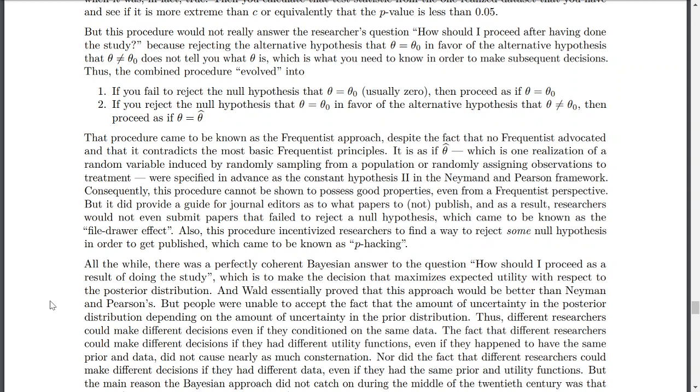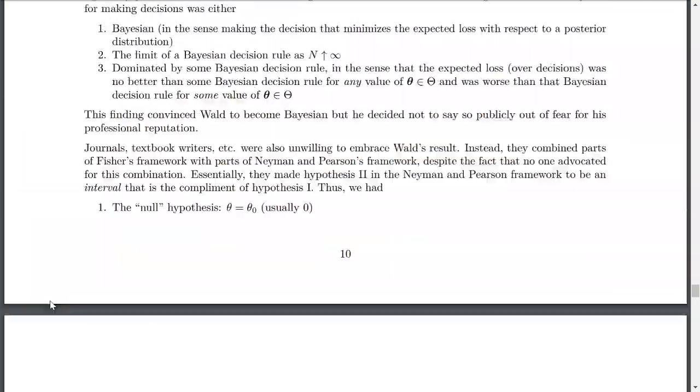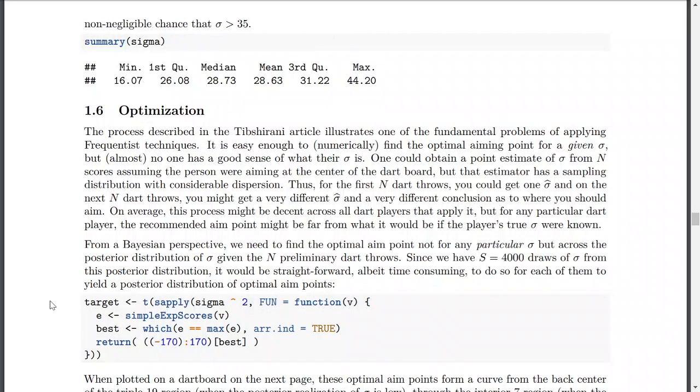I don't understand what exactly it means in the purified Bayesian form to maximize expected utility with respect to the posterior distribution. So in the example of the darts, we found out when we iterated one dart throw at a time that there was some posterior sigma distribution. Now, what would it mean in this example to maximize the expected utility?